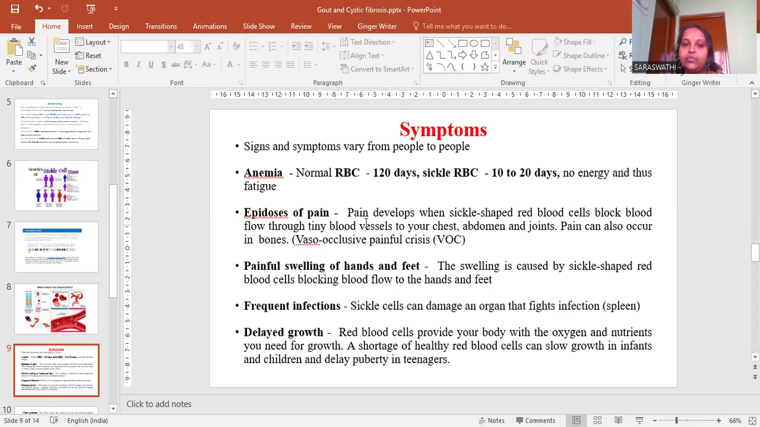1 month. Severe pain will be there, swelling will be there, and infections of all kinds, bacterial and fungal, and growth delay will be there because of the lack of RBCs. They become more anemic, with a shortage of oxygen carrying capacity, and all those things lead to delay in growth, puberty, as well as the teenage years.